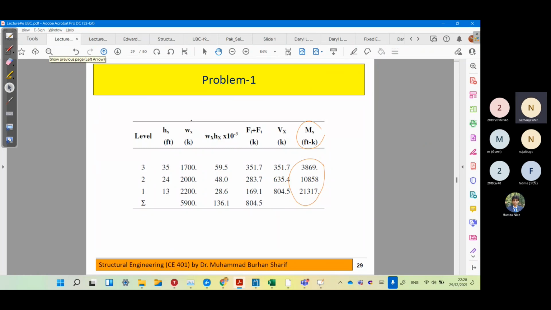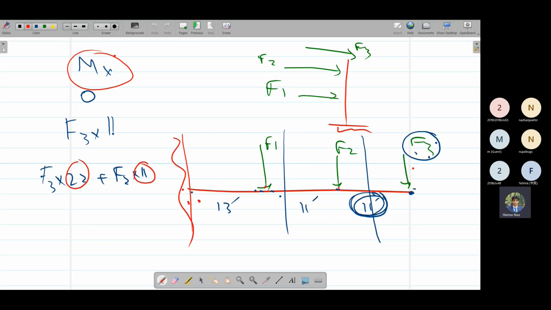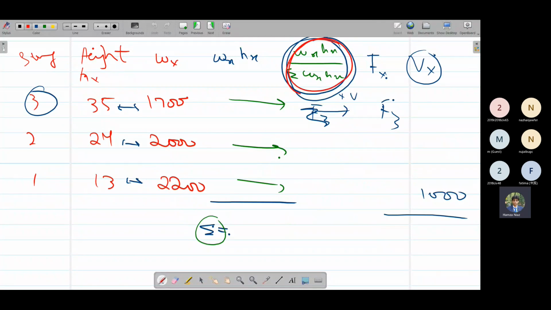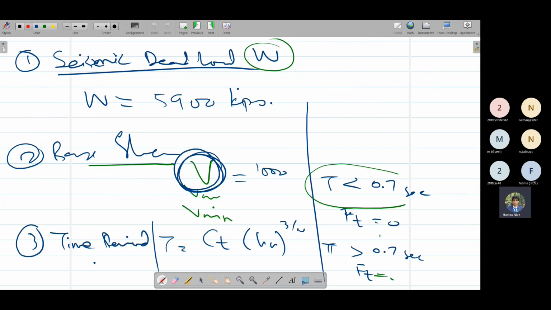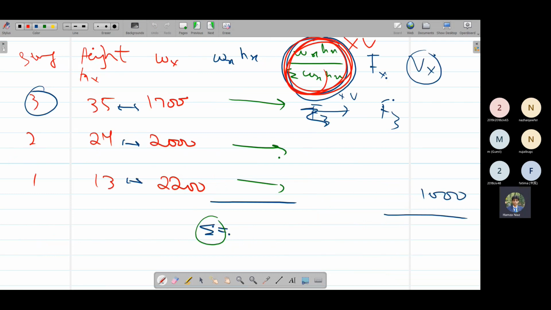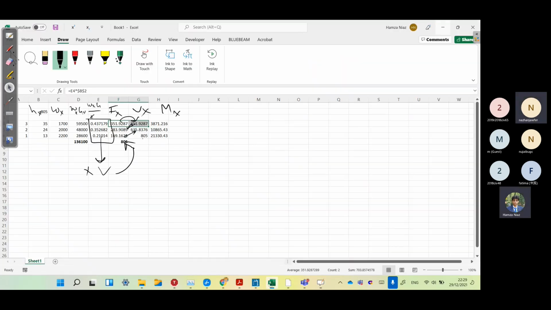Brother, I have one question. Can you please explain again how to calculate Fx value? Fx is simple: multiply the factor wx hx over summation by V. V is the base shear, which we calculated in step 2. After that, how to calculate Vx? Accumulate these Fx values. Okay. Thank you.